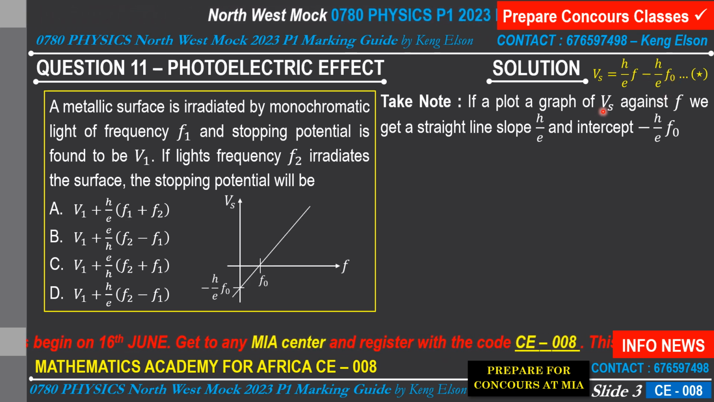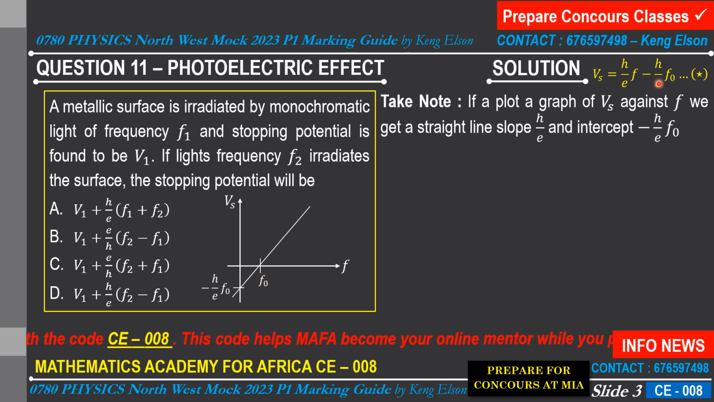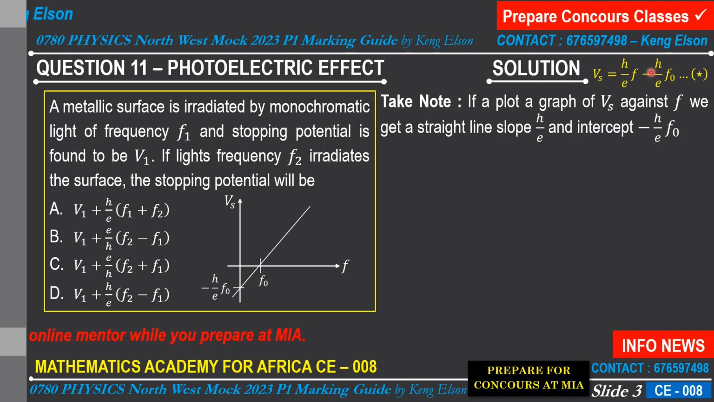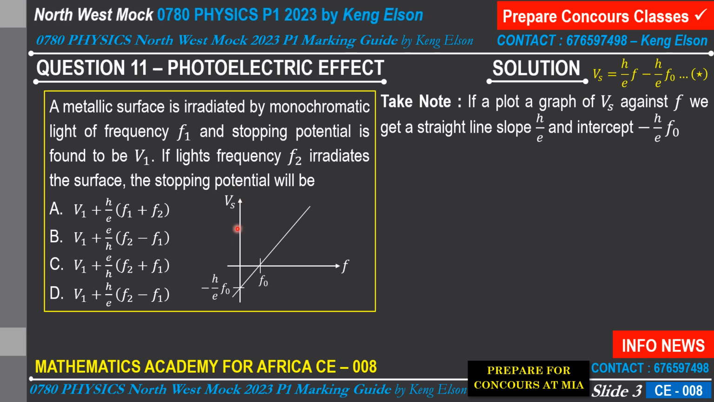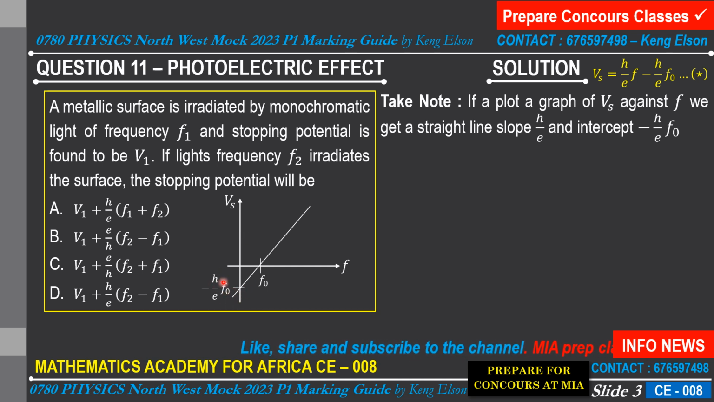So this is just a little demarcation of the graph. The intercept is going to be negative. h, e and F0 are all positive, so the intercept is going to be negative at the end of the day. So it's going to be cutting the stopping potential axis below, on the other side of the axis, because it is negative.